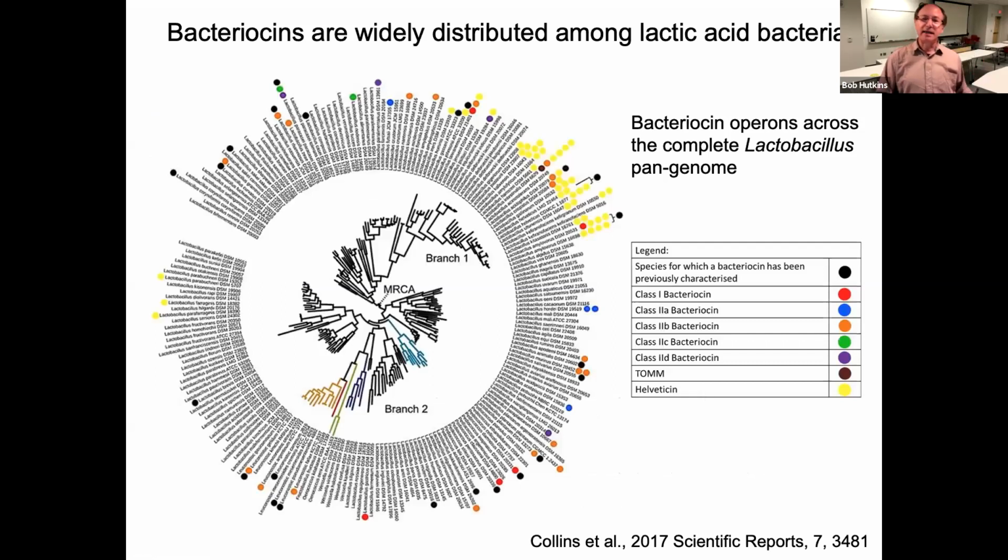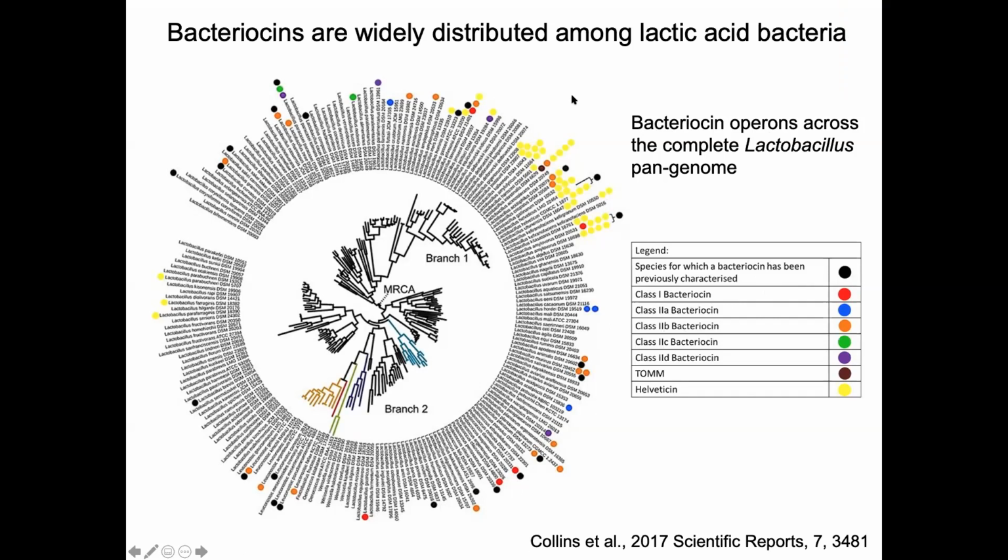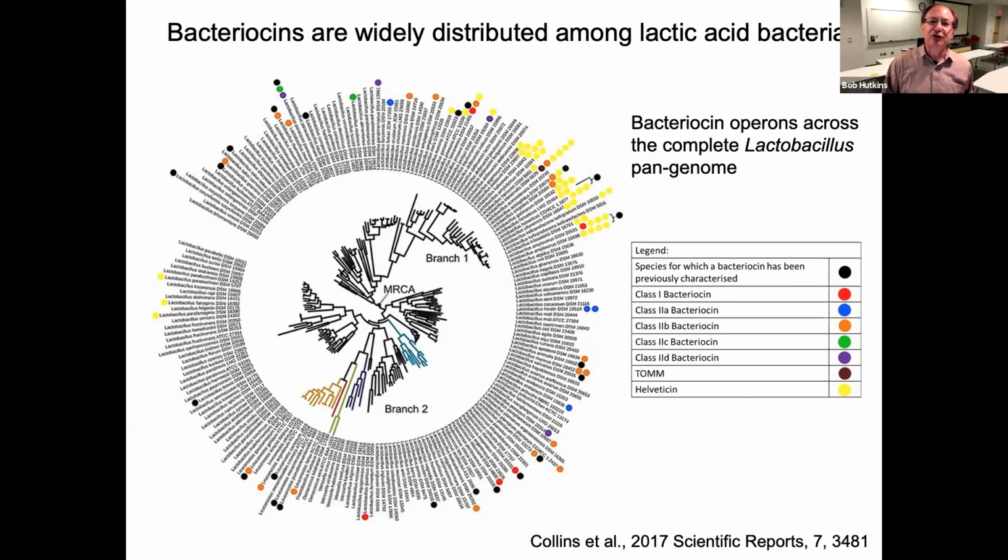Now they're widely distributed among lactic acid bacteria. So this is a phylogeny of just Lactobacillus. These are the old names of Lactobacillus, but you can see, I don't know how many are on here, but a couple hundred Lactobacillus species are listed here. And it shows how widely distributed bacteriocins are. And they break these down into the different classes, which I'll get to in a second. You can see lots of black circles for which a bacteriocin has been characterized. You can see the type of bacteriocin by the circles. It looks like maybe a third of the Lactobacillus produce a bacteriocin.